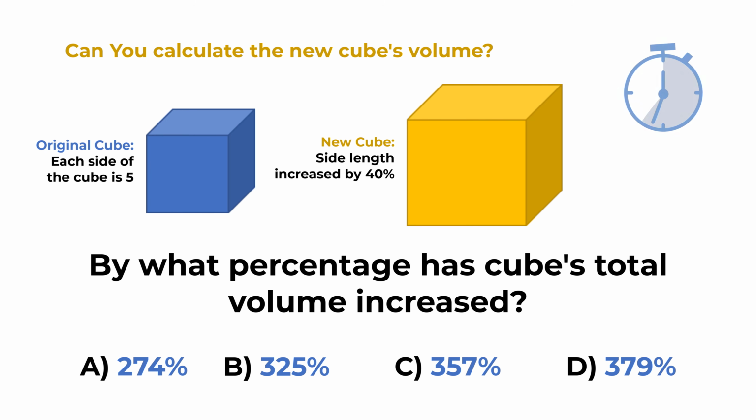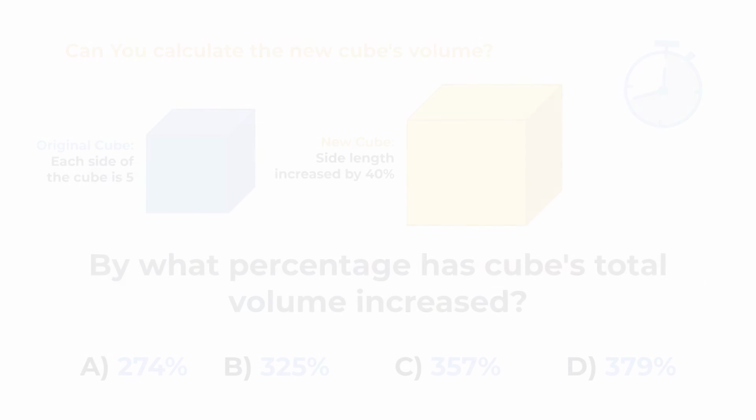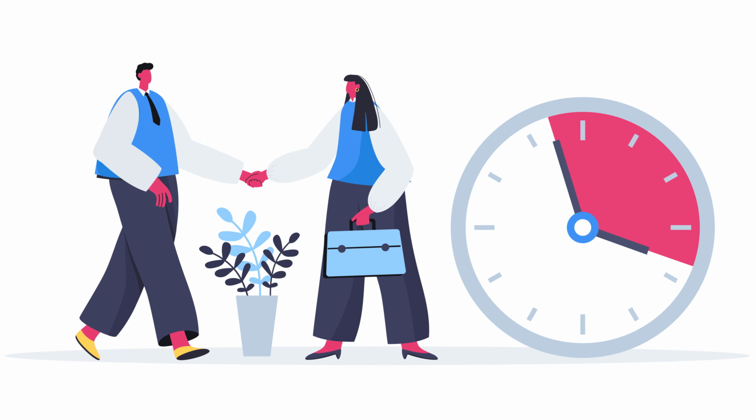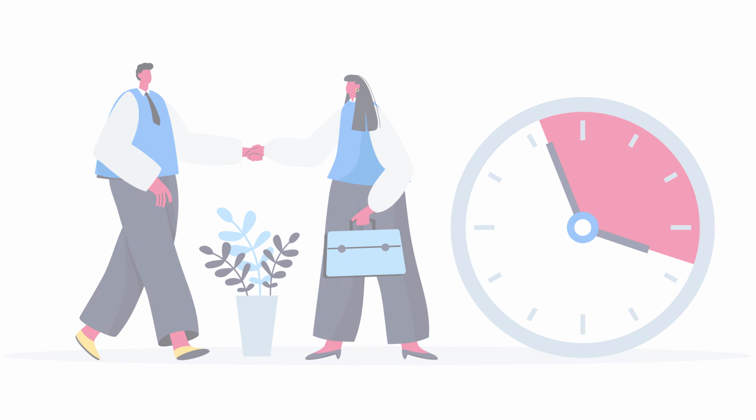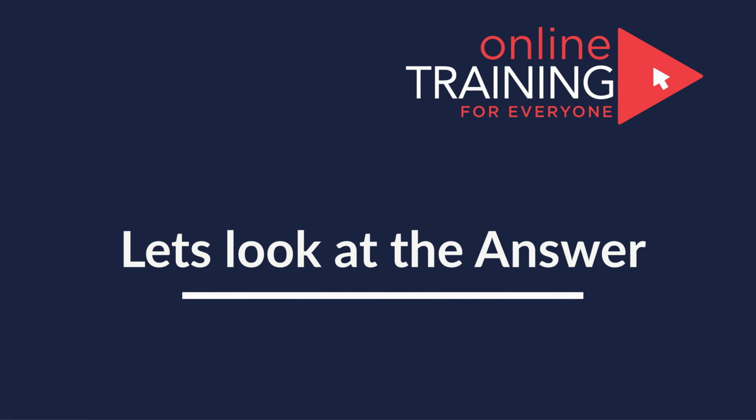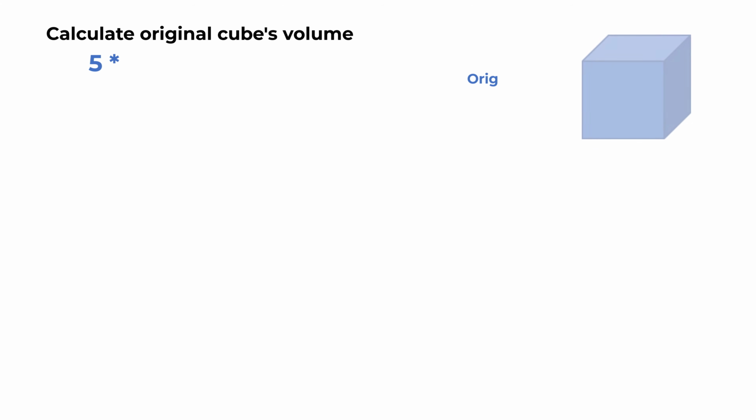Give yourself a little bit of time because the answer to this question may not be obvious. Hopefully you've nailed it, but let's move forward and I'll explain to you how I solved this problem so we can get to the correct solution together. First thing we're going to do is calculate original cube's volume. 5 multiplied by 5 multiplied by 5 equals 125.